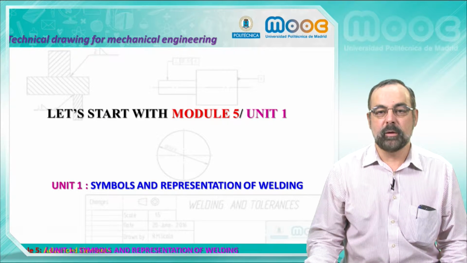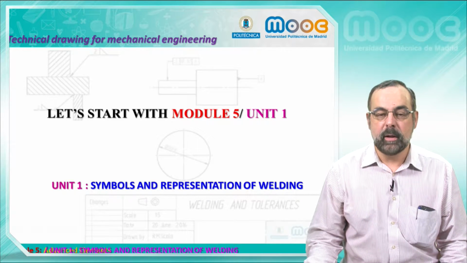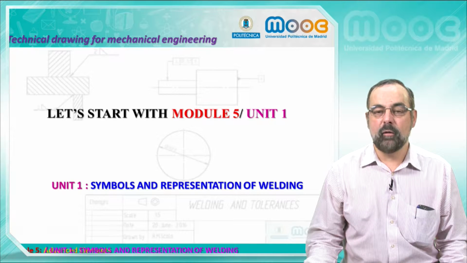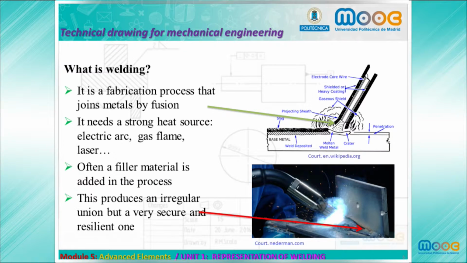Now let's start with Module 5, Unit 1, symbols and representation of welding. What's welding? It's a fabrication process that joins metal by fusion. It needs a strong heat source, like electric gas, electric arc, gas flame, laser, and so on. Often, we need a filler material to add in the welding process. This produces an irregular union, but very secure and resilient.